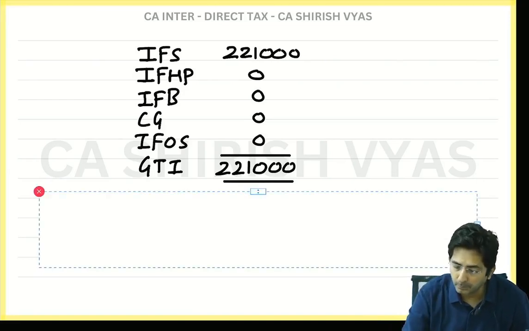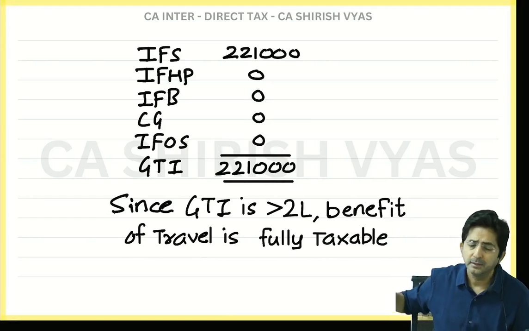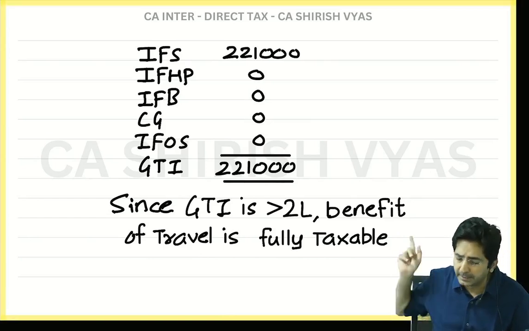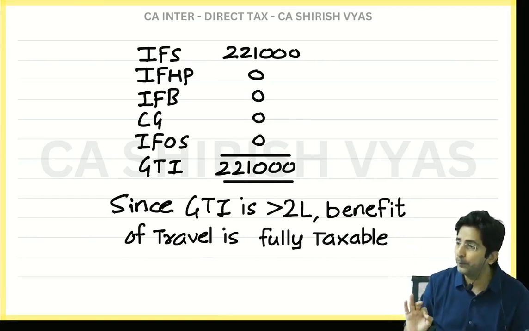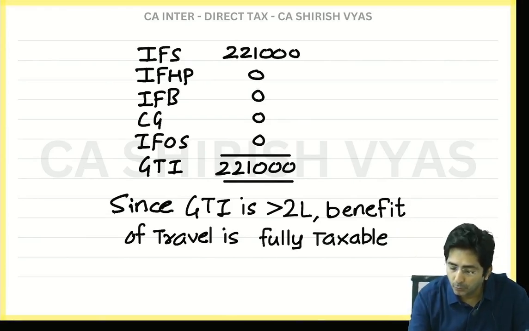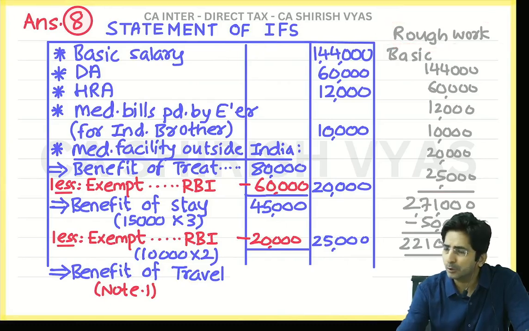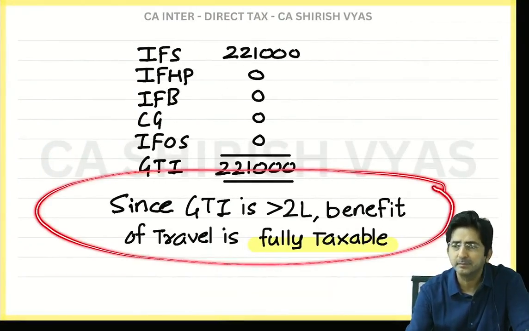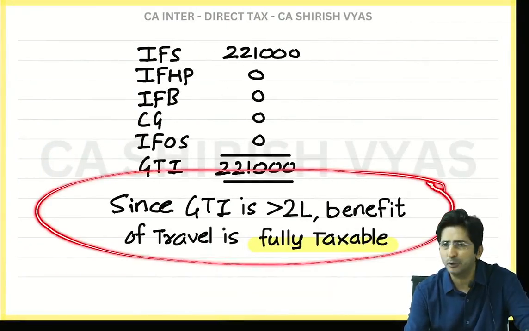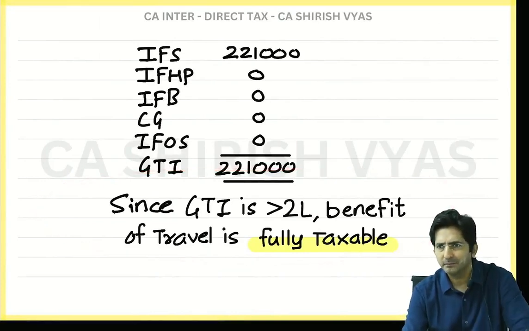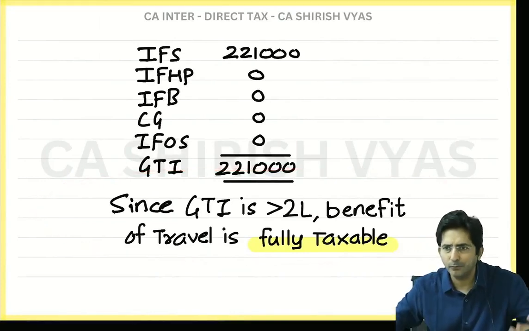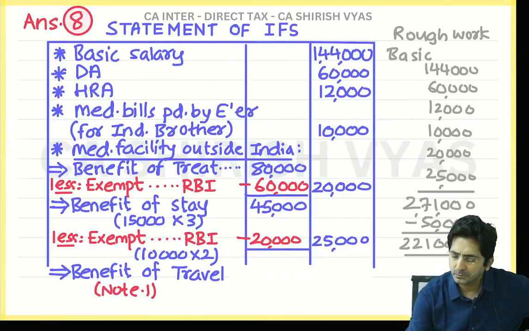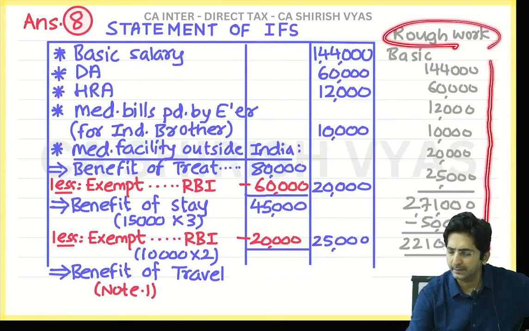So see what I have written below. Look here. Read. Since the gross total income is greater than 2 lakhs, benefit of travel is fully taxable. This is not necessary to be shown in detail in exam. Even if you write the conclusion like this, making the calculation on your calculator, it's okay. But that is for the exam. Right now we are making notes for our reference. So that's why I've written rough work. So roughly, this is the total of salary.